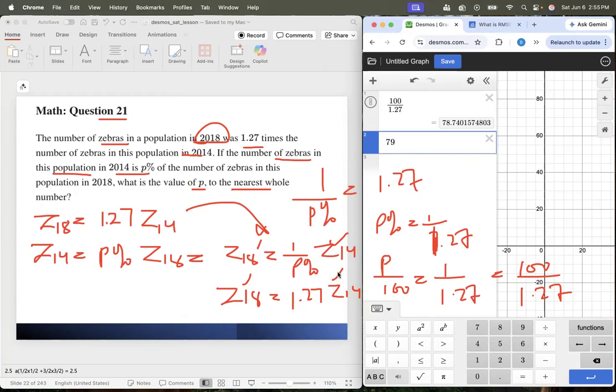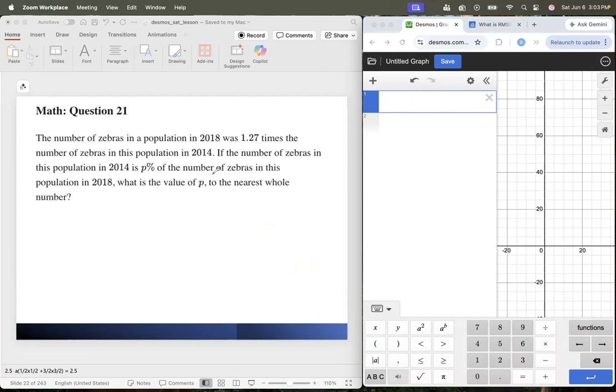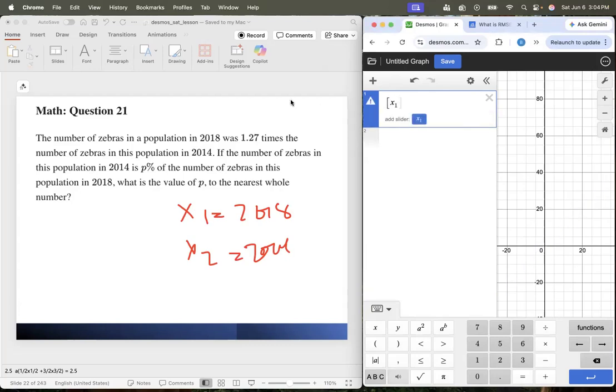Of course, you can use regression to solve this, and then you can try to figure it out with that. Let's try if we can do that. So you can use Desmos to solve this question easily. I'll show you a trick. You have to define certain functions. X1 has to be the population for 2018, and then X2 has to be the population for 2014. And so we're going to do the regression. I would say X1 is the initial population, which is 1.27 times the number of population in 2014. And then X2 is the population in 2014.